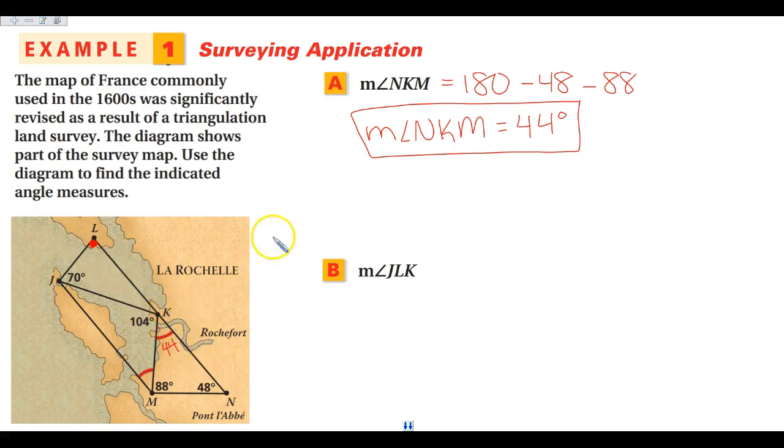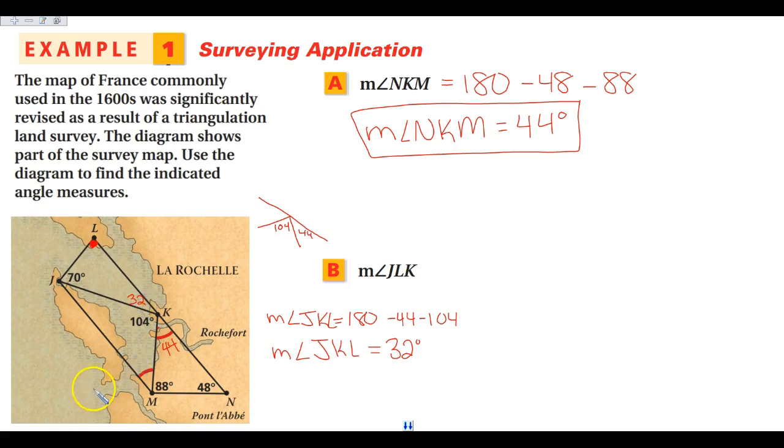So I'm going to start by finding the measure of angle JKL. The measure of angle JKL is going to be 180 minus 44 minus 104, because that's what's missing right here. If I just look at those three, I know that this is 104 here, and this is 44 here. Do you see how all of these make a straight line? So they are going to be supplementary. When I do 180 minus 104 minus 44, I get that the measure of angle JKL is 32 degrees. So this angle right here is 32 degrees.